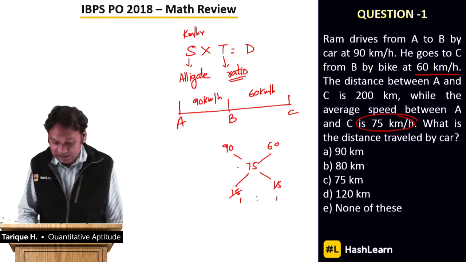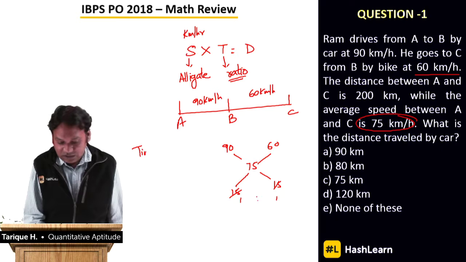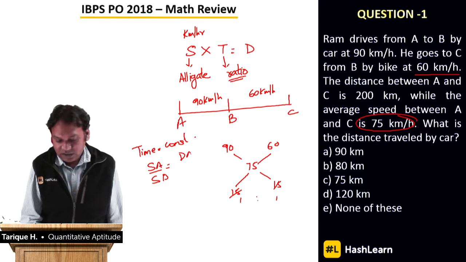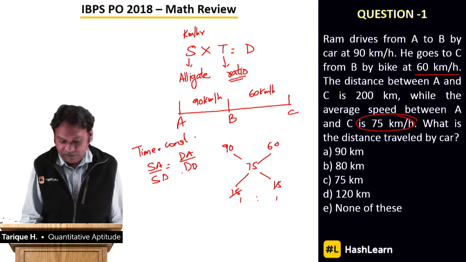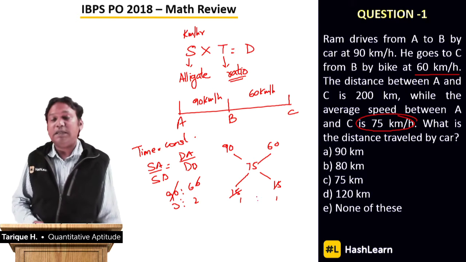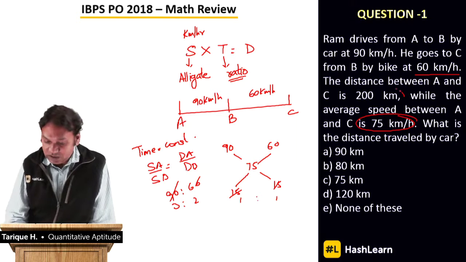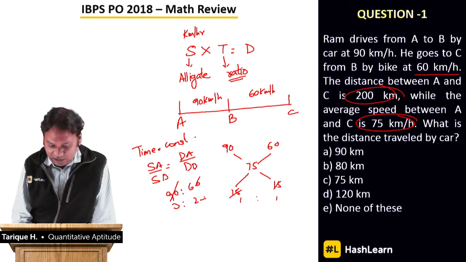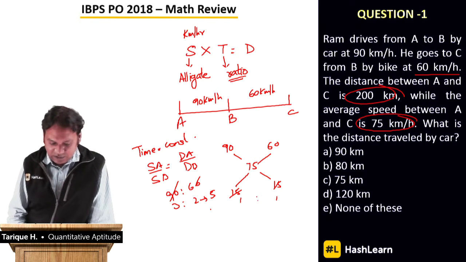When time taken is the same, when time is constant, you understand? When time is constant, the ratio of speed is equal to the ratio of distance. So the distance covered ratio from A to B and B to C will also be equal to 90:60, that is 3:2. The distance covered ratio will be 3:2. Total distance is 200, and 3 and 2 we get 5, and this is 200 here. Okay, 1 second.